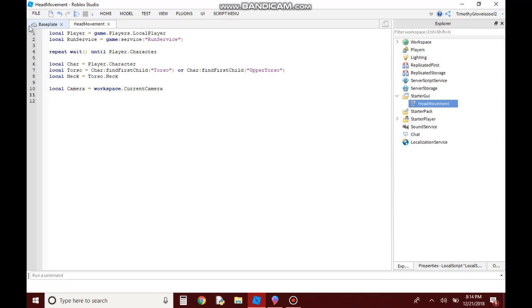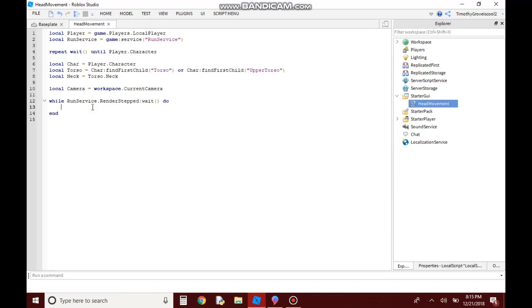Now we can make the loop. So while RunService.RenderStepped:wait() do. So this will wait every single time the render steps, which is like 1/40th of a second.